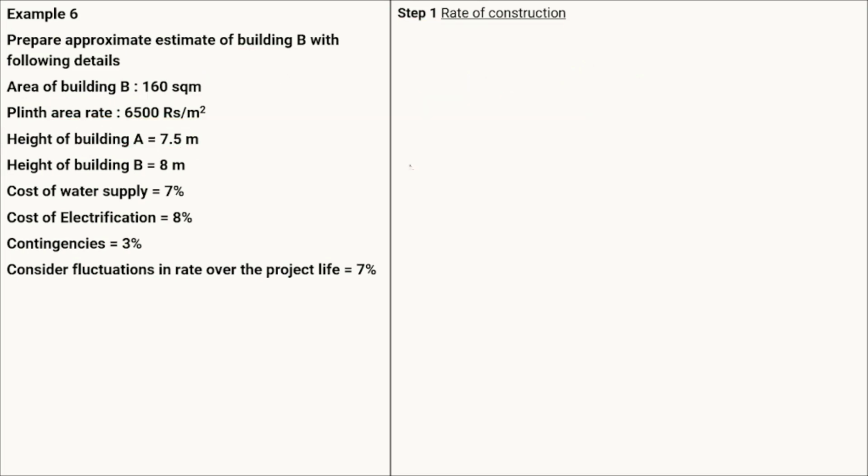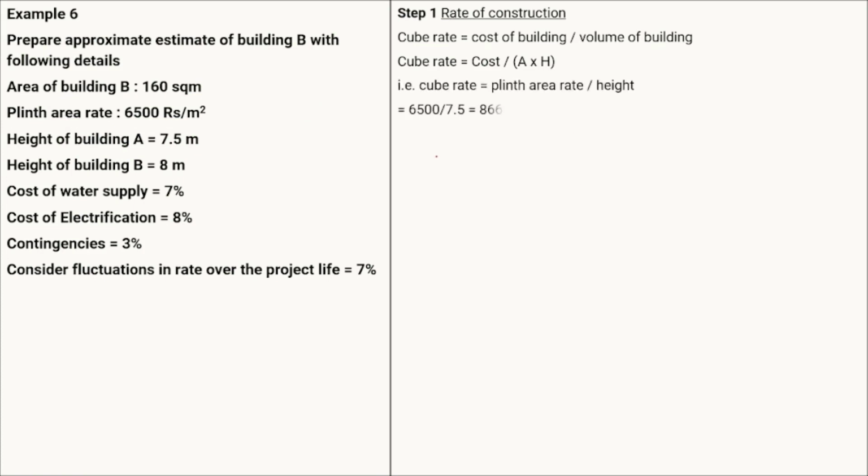Cubical content rate equals cost of the building divided by the volume of the building. So cube rate equals the plinth area rate 6500 divided by the height of the reference building. So we get the cubical content rate as rupees 866.67 per meter cube.